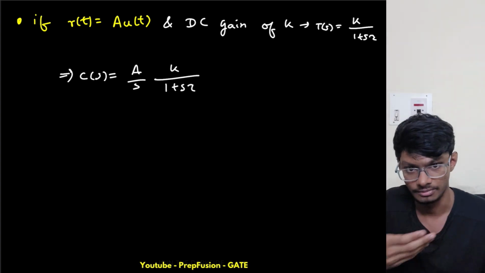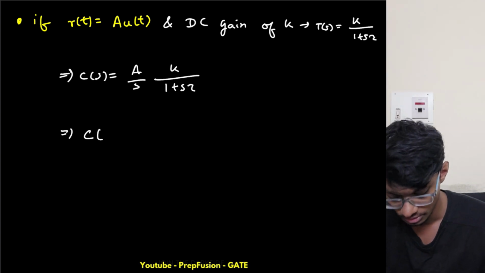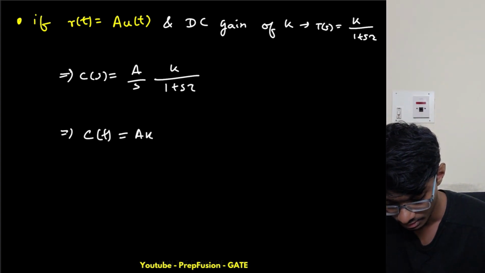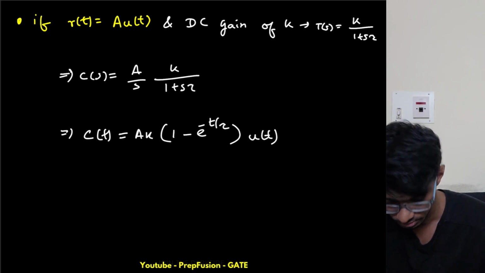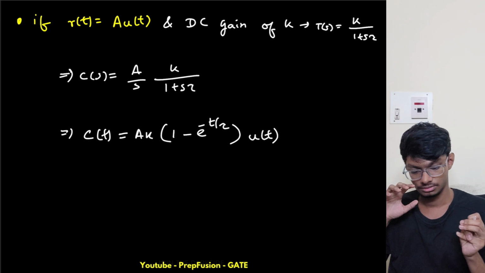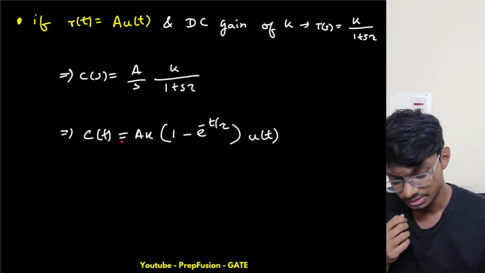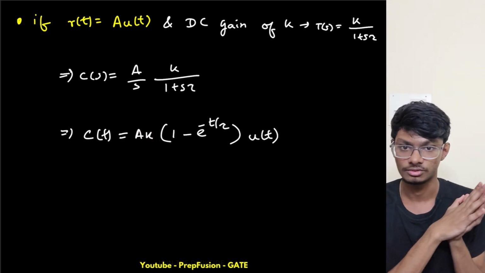Again, if I do the Laplace inverse of this, as it is a simple linear system, I will get only c of t here, and this will be A K into (1 minus e raised to minus t upon tau) into u of t. This is basically my response. So simply, it is scaled by A K. You have to keep this in mind, in the second order system also.